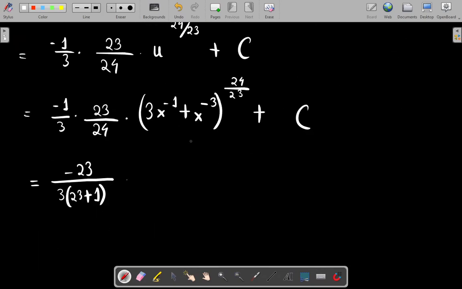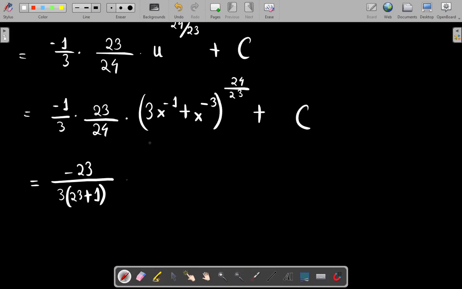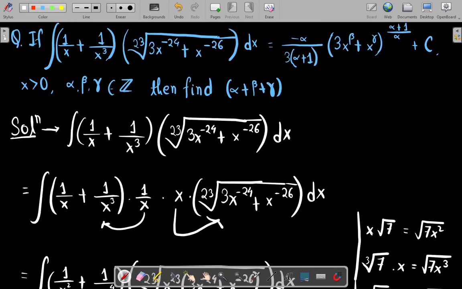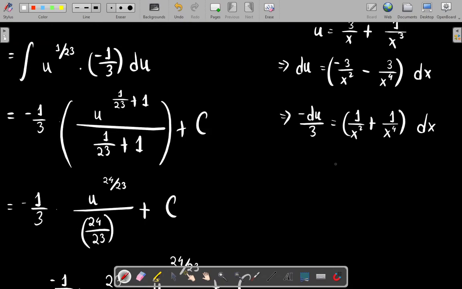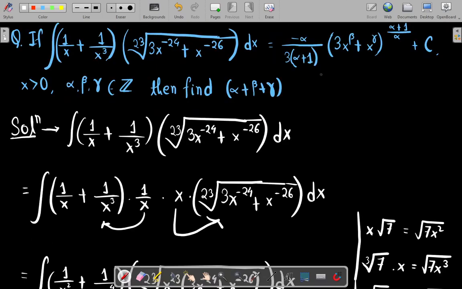Now let us look at the other part. The other part is 3x to the power beta. So 3x to the power beta is again here done. 3x to the power minus 1 plus, it was x to the power gamma, right? So again this is x to the power gamma. So I think we have found alpha, beta, gamma already, and the power was alpha plus 1 upon alpha, right? So 24 by 23 can be written as 23 plus 1 by 23, right? Okay, so this is already in the form of the required given expression, right?